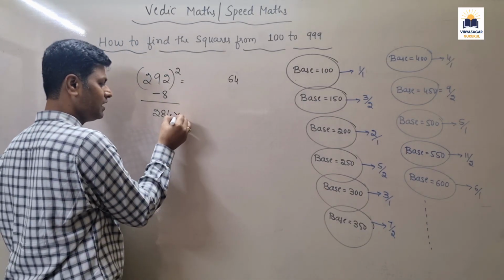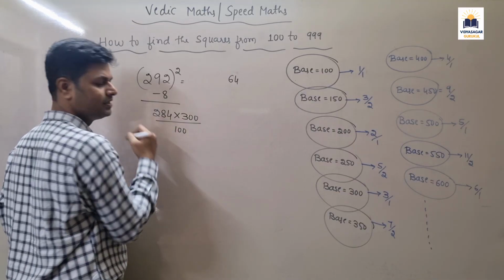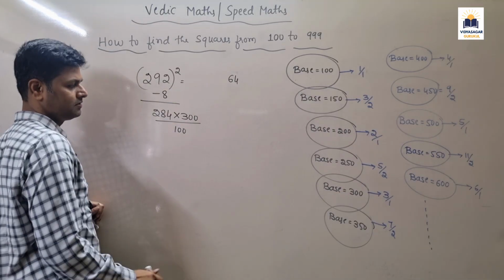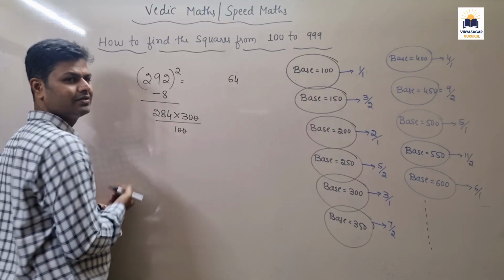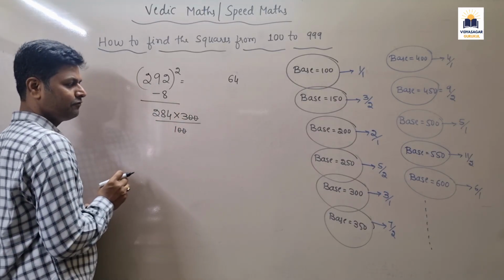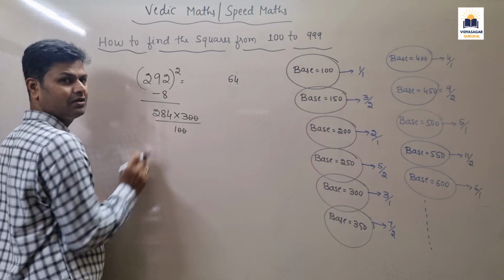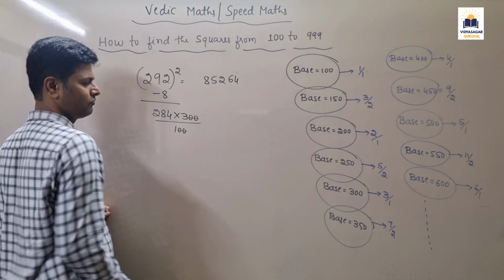So multiply with the base, always, that is 300, and divide by 100. That is fixed. So the 20 gets cancelled. So 284 into 3. 28 3s are 84, means it is 840, 4 3s are 12. So the total is 852 64.